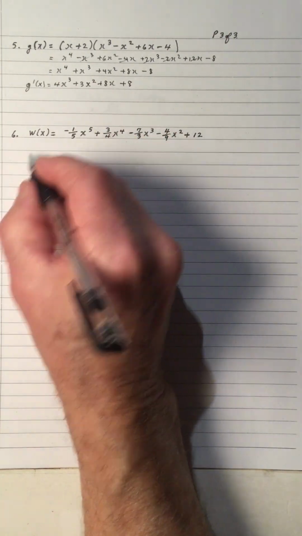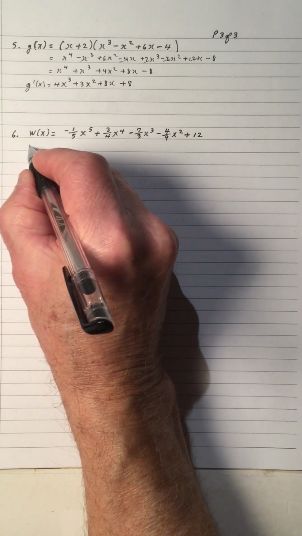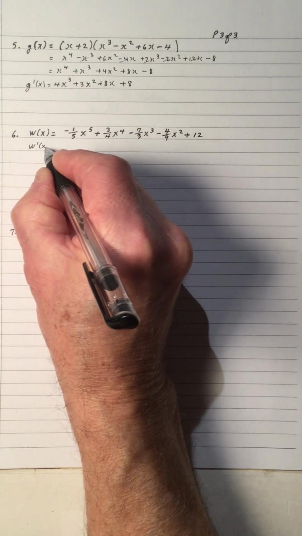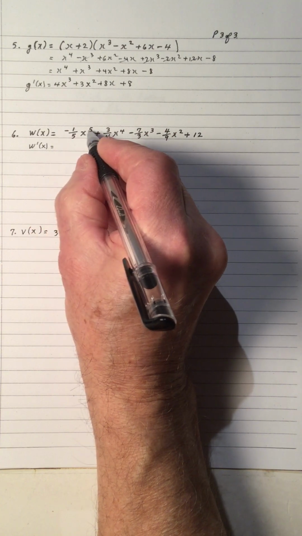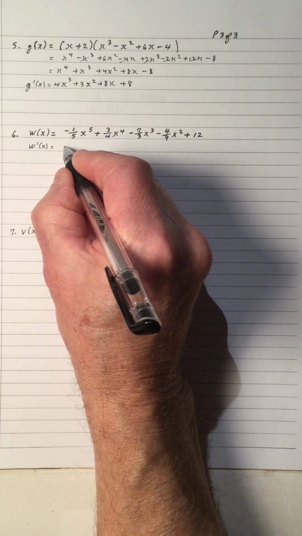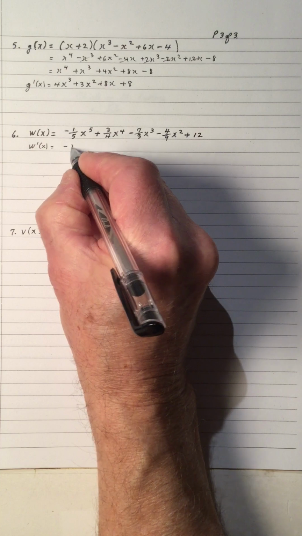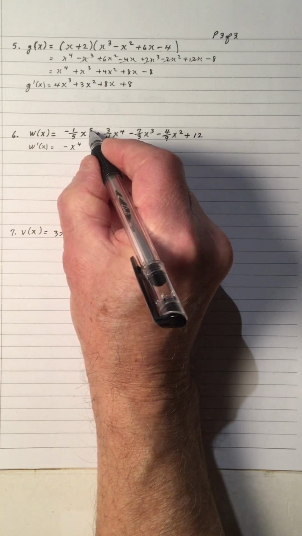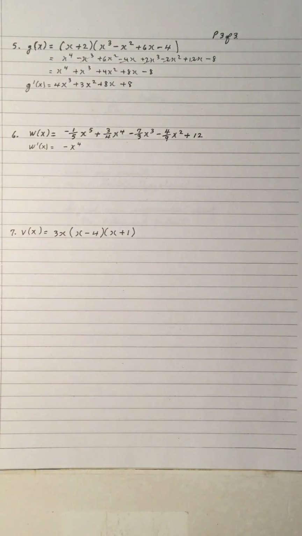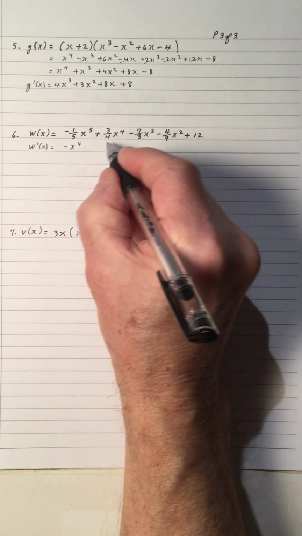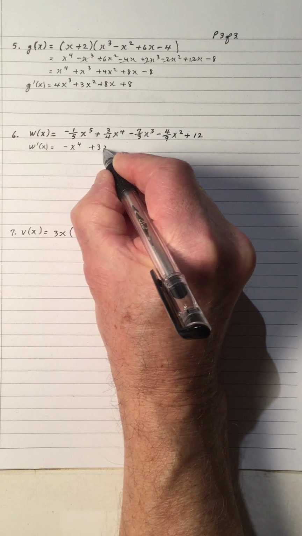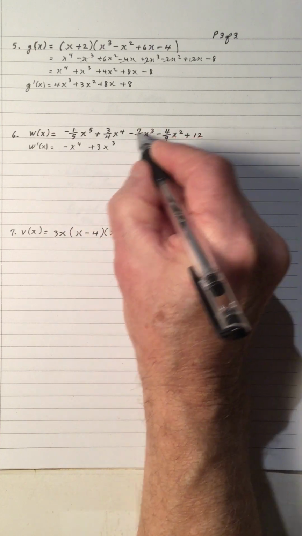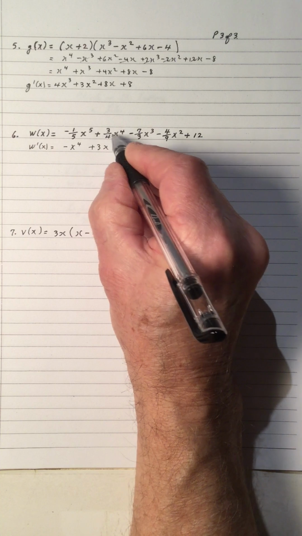And number 6, we want the derivative, which is w prime. So we have 5 times negative 1/5 is negative 1x to the fourth. 5 times 1/5, 5's cancelled out. The 4's cancelled out, so I get a plus 3x cubed. It decreases by 1, that's a 3.